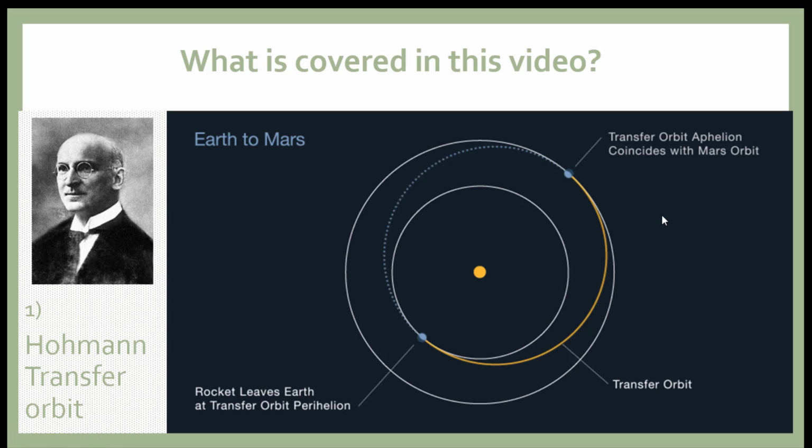Hohmann transfer orbits are about sending a spacecraft from Earth to another planet. Mostly these orbits are used for interplanetary missions. For example, Earth to Mars, Earth to Venus. Okay, now you can see figure here, right? I have taken an example from Earth to Mars. Inner circle is a orbit of the Earth around a sun, and outer circle is a orbit of Mars around a sun.